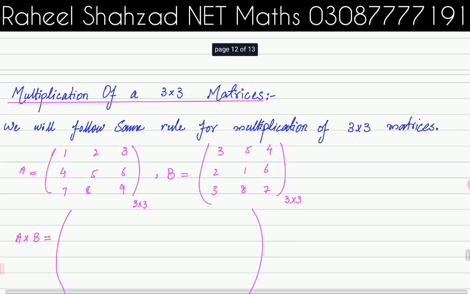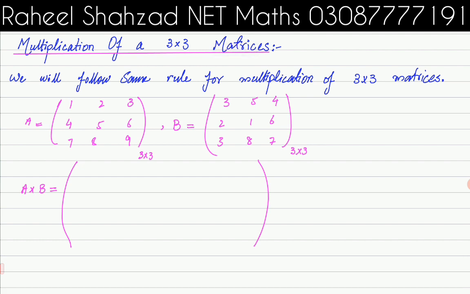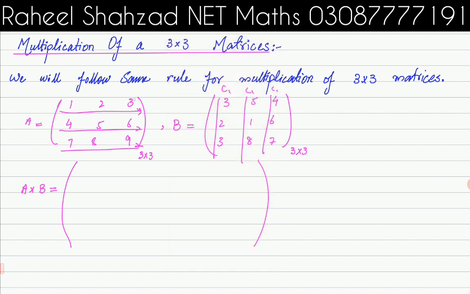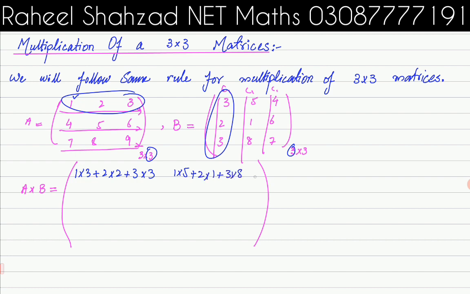Okay. Now the next is multiplication of 3 cross 3 matrices. It's very important, but we follow the same rule. This is row 1, row 2 and row 3, and this is your column 1, column 2 and column 3, and we'll be executing multiplication in exactly the same way we did in the previous example for 2 cross 2. So you can see the number of columns of the first are equal to the number of rows of the second matrix. So you do first row into first column, you multiply 1 into 3 plus 2 into 2 plus 3 into 3. Then first row second column, it's 1 into 5 plus 2 into 1 plus 3 into 8.